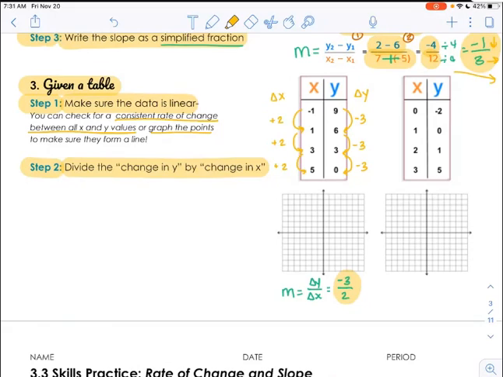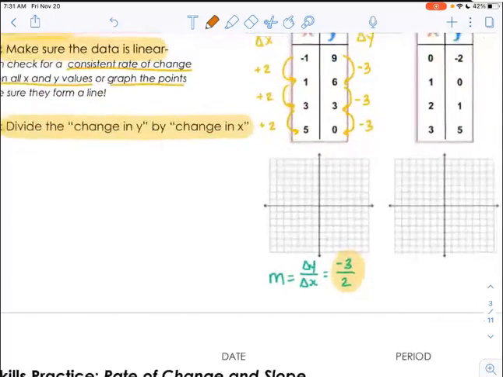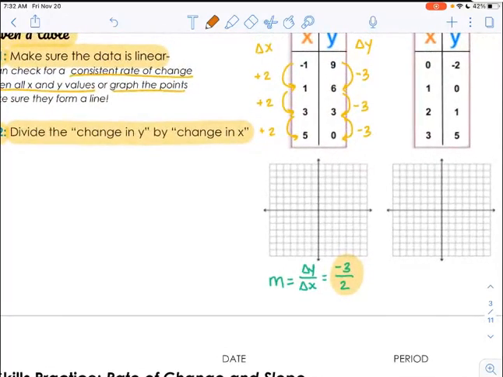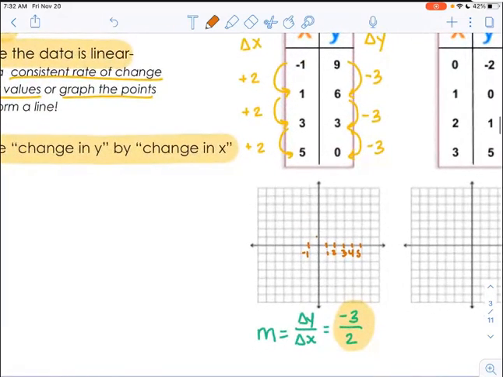We could graph these points and verify that, and I'll do that quickly. I want to make sure my x values range from -1 to 5. And then I want to make sure my y values range from 0 to 9.